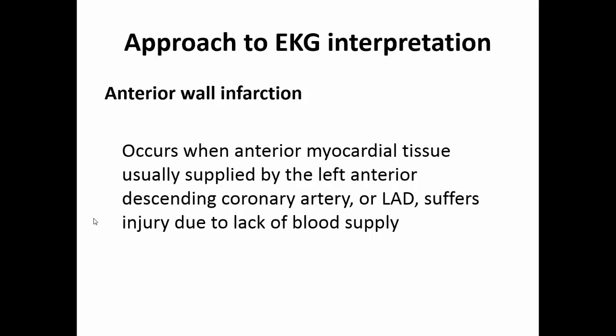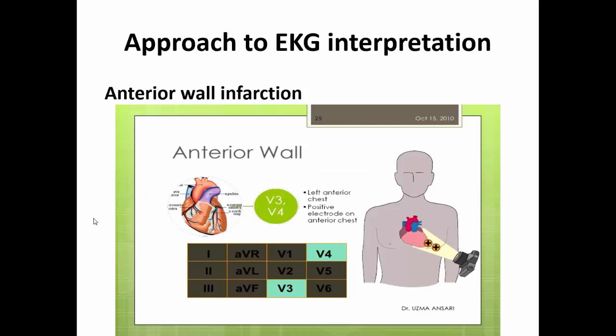The anterior wall of the heart gets blood flow from the LAD, and so when there's LAD occlusion, then you get ST elevation in the precordial leads. And again, for anterior wall, you may see ST elevation in V2, V3, V4, 5. V3, V4 are the prominent leads, but you can see ST elevation even throughout all the precordial leads if it's a really large MI.